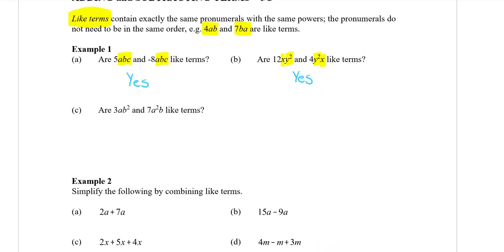And finally, C here, we have 3ab squared and 7a squared b. So we have an a and an a squared. That's different. And also the b and the b squared are different. So even though they both have an a and b, because the powers are on different ones, that means that they are not the same.